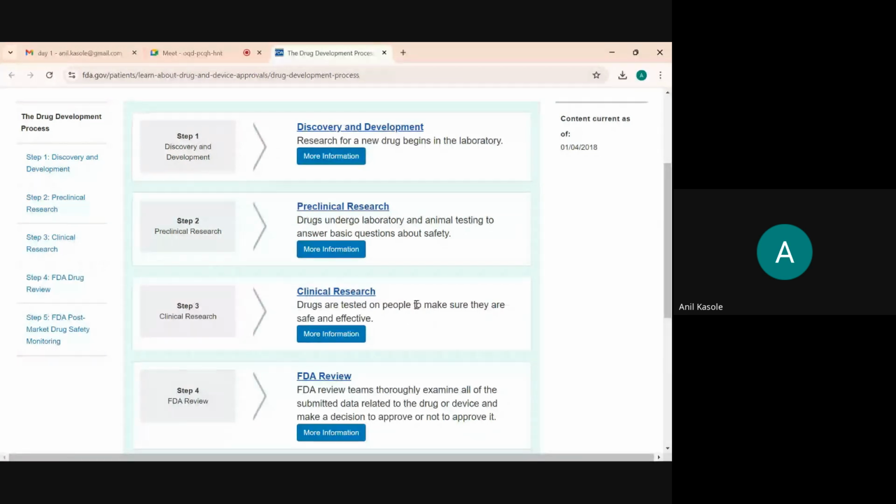It depends on what kind of product. For example, some companies take different people and apply the drugs, study the person's behavior, and based on that they monitor the results, the results are recorded, and the final outcome is submitted to the FDA again. After step 3 is completed, step 4 is FDA review. The FDA team reviews thoroughly, examines all the submitted data related to drugs or devices, and makes the decision to approve or not to approve.